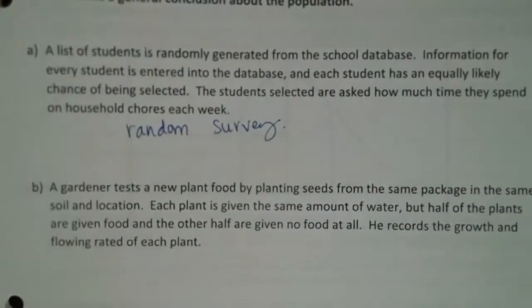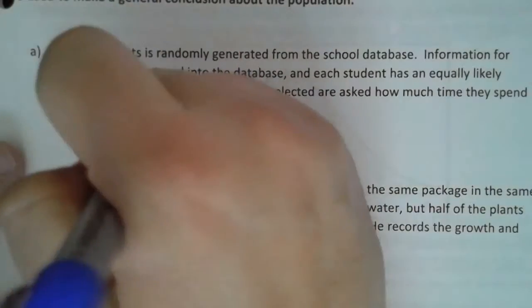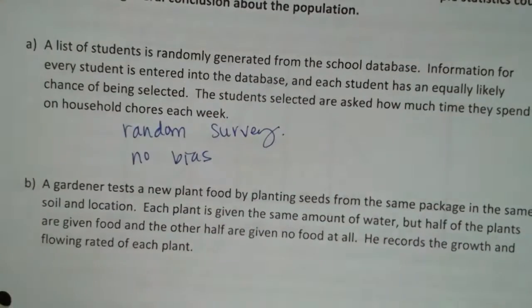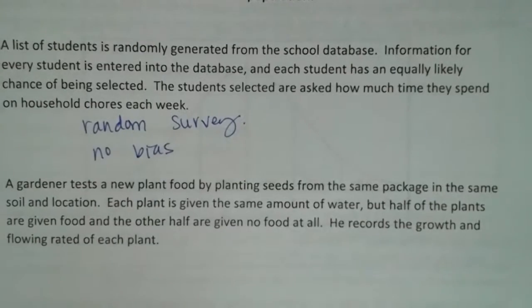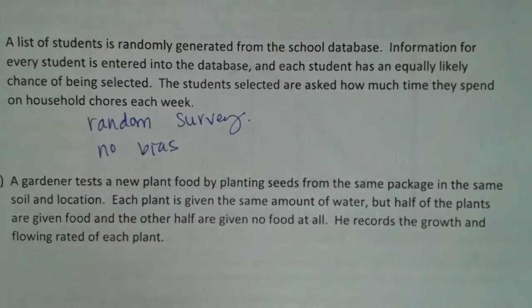No bias, so could you make general conclusions? Yes. Yeah. Everything's very random about it. Equally likely chance, into a database, randomly selected. So yes, I would say you probably could make some generalizations from that.